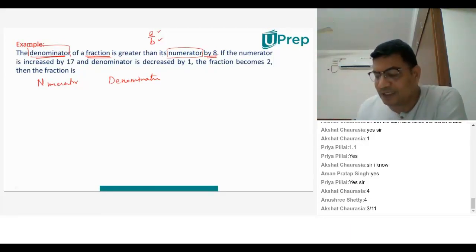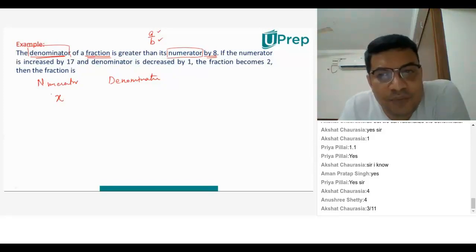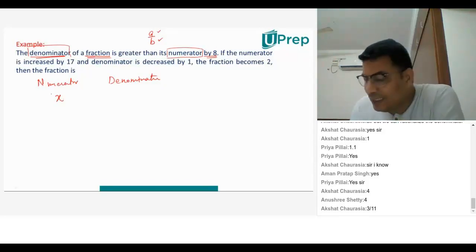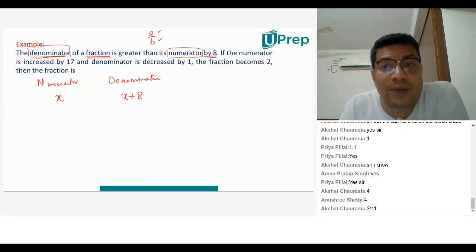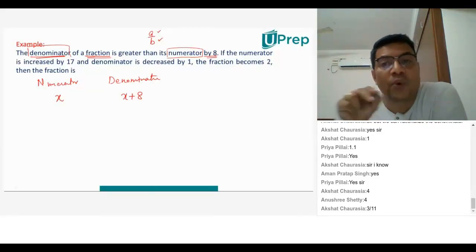So what it means is if I assume the numerator to be x, he's saying that the denominator is x plus 8. That's what he's trying to tell you. So you should know how to frame an equation. For that, you need to be able to write variables out of a word problem.